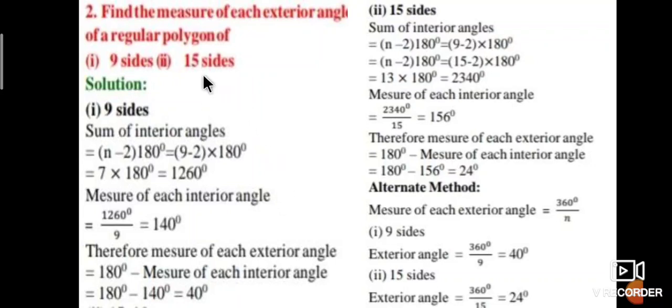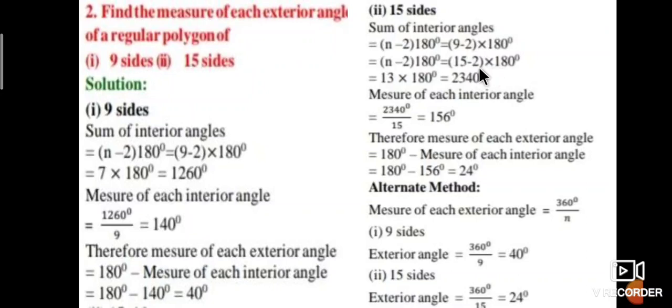Similarly, the next, second one is 15 sides. The second question is 15 sides. Therefore, the sum of the interior angles is equal to (n minus 2) into 180 degrees.